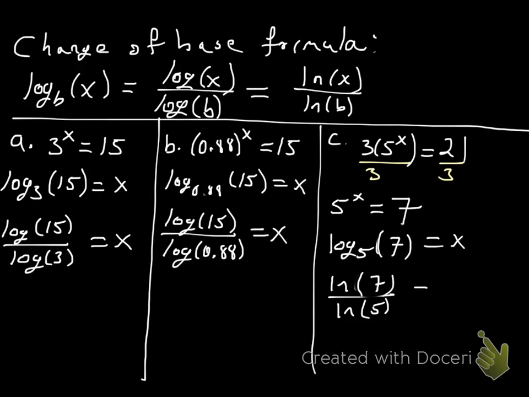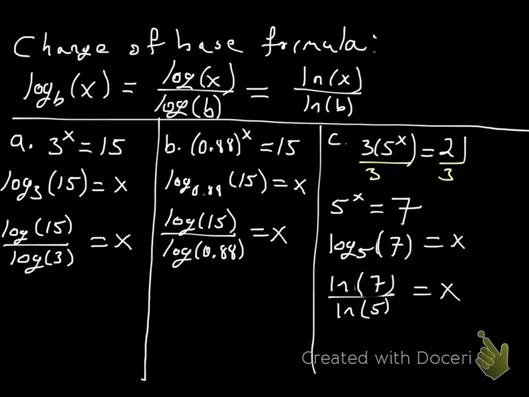All right, so this time I'm using change of base with natural log. It doesn't matter if you use natural log or log, because your calculator does both of them and you'll get the same answer. So ln of 7 is the argument, and then ln of 5, that's for the base. That's going to equal x, and then you can plug that into your calculator, and you'll get the same answer.